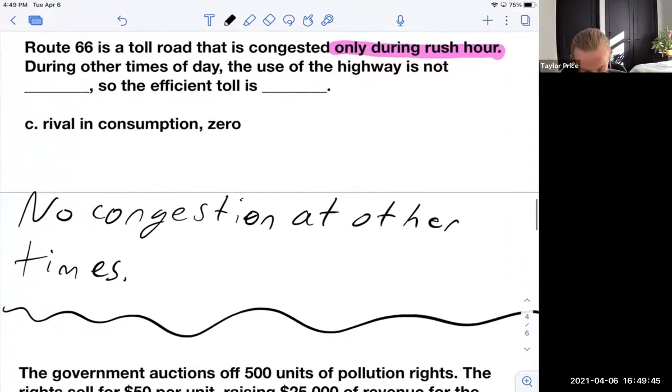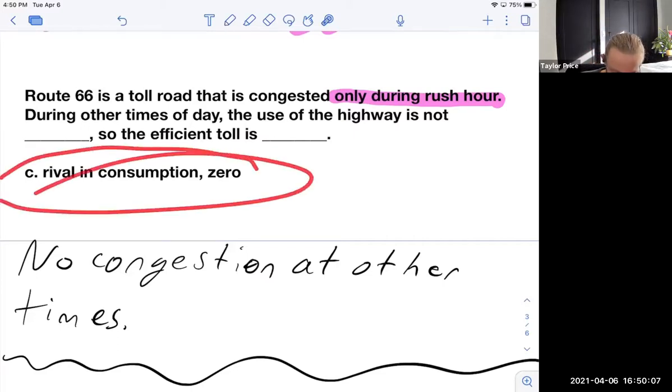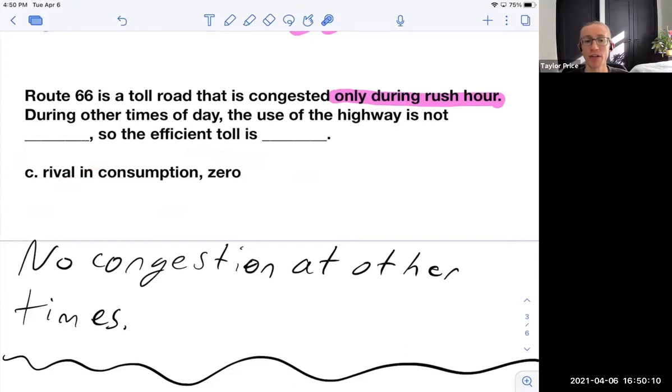The next question, which I also believe was from chapter 10, was asking about Route 66, a toll road that is congested only during rush hour. So during other times of day, the use of the highway is not rival in consumption, so the efficient toll is 0. And the important thing here is that because there's no traffic, it is not efficient to toll the road, because when there's no traffic, that means that the highway is not negatively impacted by other individuals using the highway.